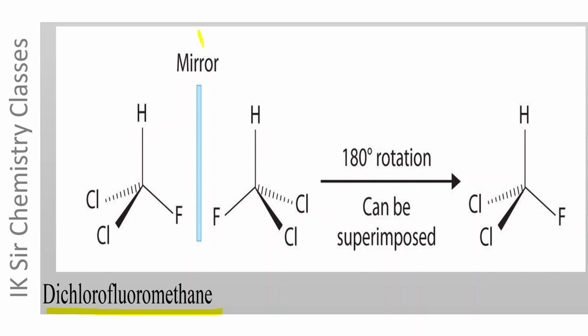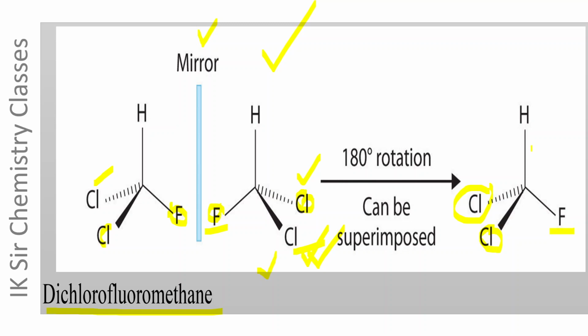If we place a mirror here, its image will be formed here. F, the image of this Cl will be formed here, and the image of this Cl will be formed here. And if this mirror image is rotated by 180 degrees, the fluorine atom will move to here. The Cl atom, which is present towards the viewer, goes away from the viewer. This chlorine atom, which is away from the viewer, comes towards the viewer.